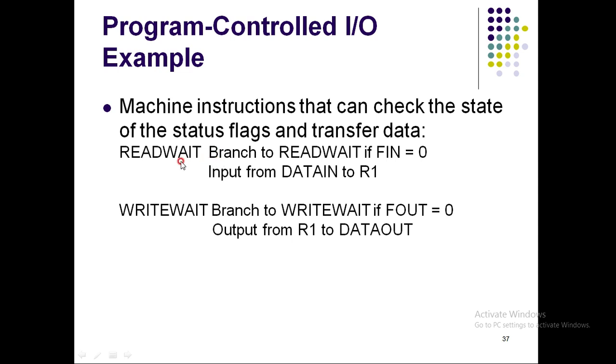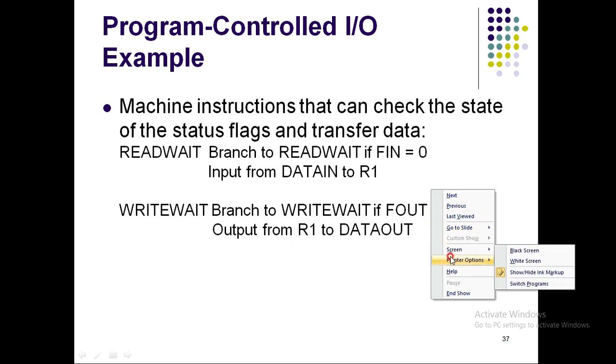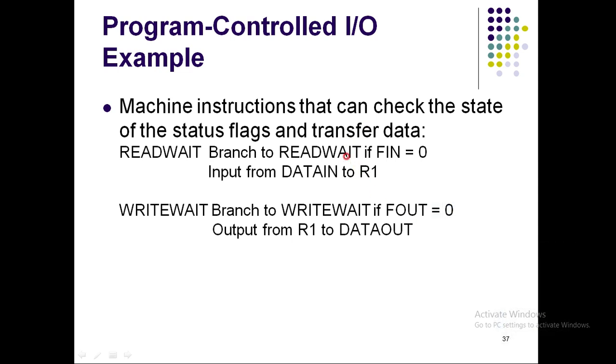You can observe here that it will read, and wait will be there if fin is equal to 0. Once the data has been input, the data in will be given to your R1, and then fin will be changed to 1. Now, when I want to write, first fout will be equal to 0. Then once the data has been transferred from R1 to data out, fout will be set to 1. So very simple, friends.